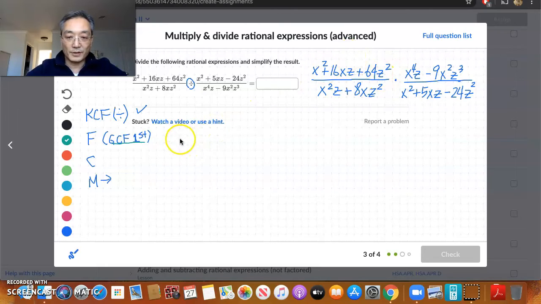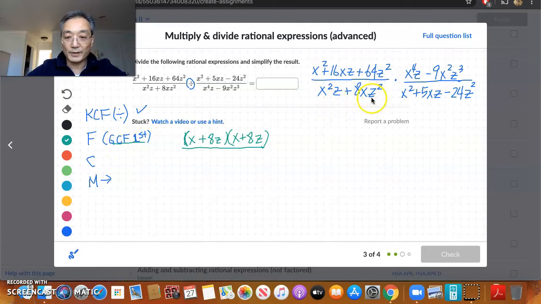So again, if it didn't have the z's, it would look like this: x plus 8 times x plus 8. But since it does have a z squared here and a z in the middle term, all you have to do is include a couple of z's, like that. And if you were to FOIL this, you would get this trinomial back. All over. Now again, when you're factoring, always look for a GCF first.